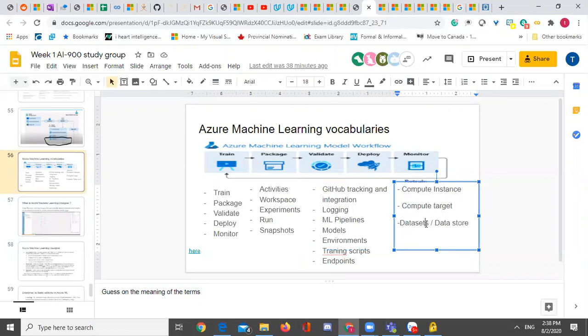I just want to highlight here data set and data store. What do you guys think the difference is between data set and data store? Give a quick guess. There's no wrong answer. What do you guys think is the difference between data set and data store? It's in lesson 3.